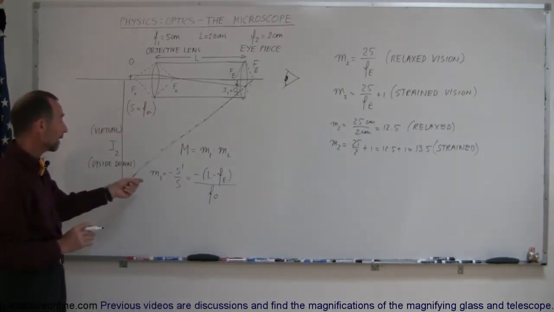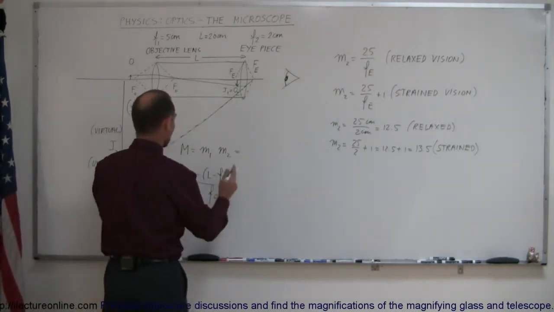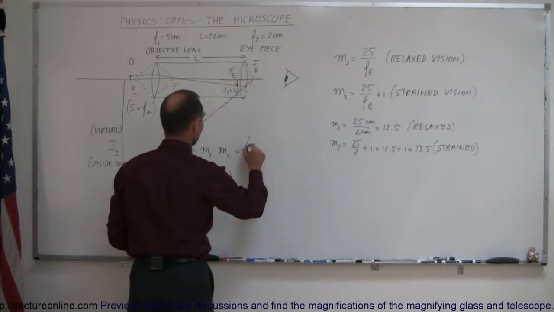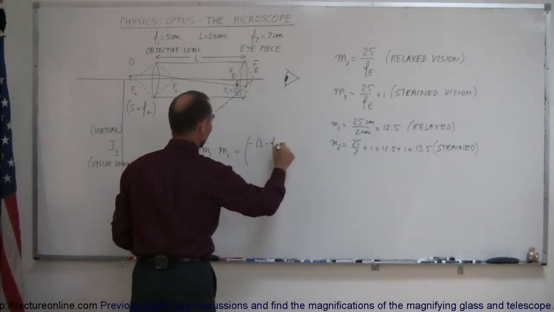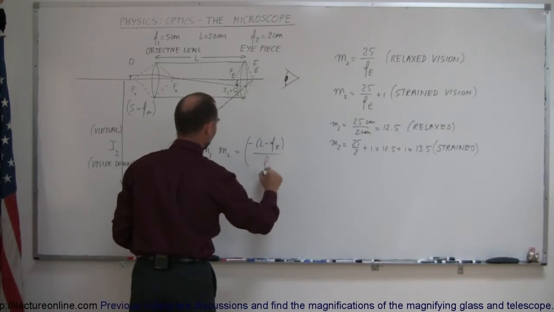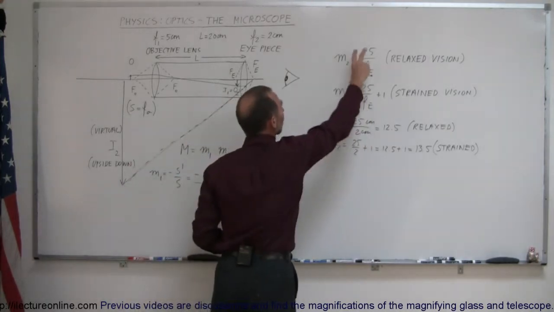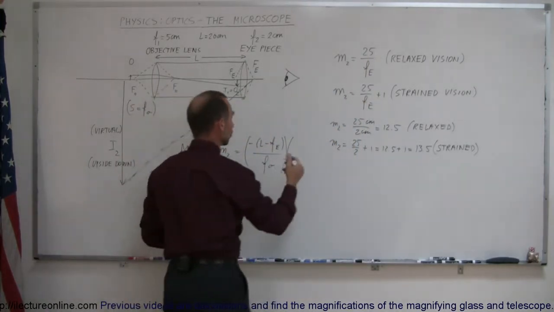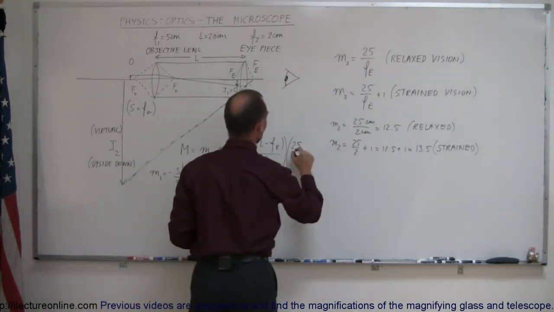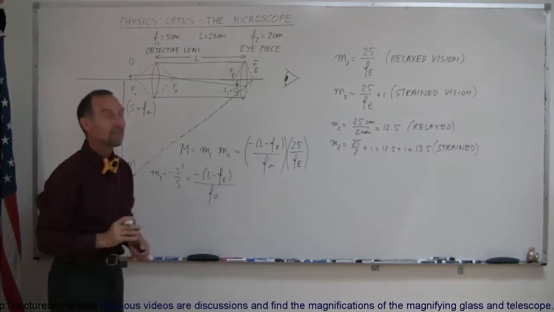But that would be the magnification of the first lens, and so we can then say that this would be equal to the magnification of the first lens, which is minus L minus f of the eyepiece divided by the focal length of the objective, and then we multiply it times either this or this, depending upon if we want to use relaxed or strained vision. So for example, now let's use relaxed vision, so it would be 25 over f sub e. And that would be the magnification of the microscope.